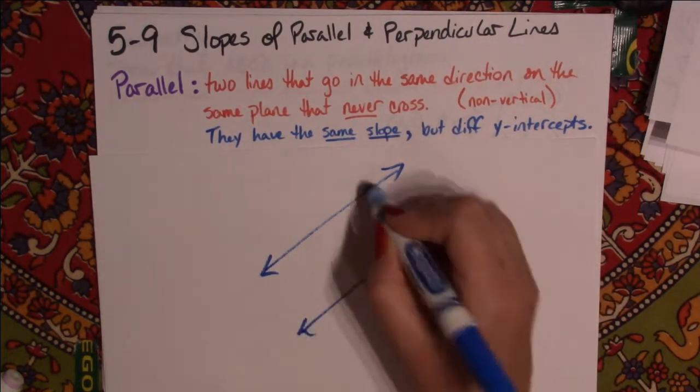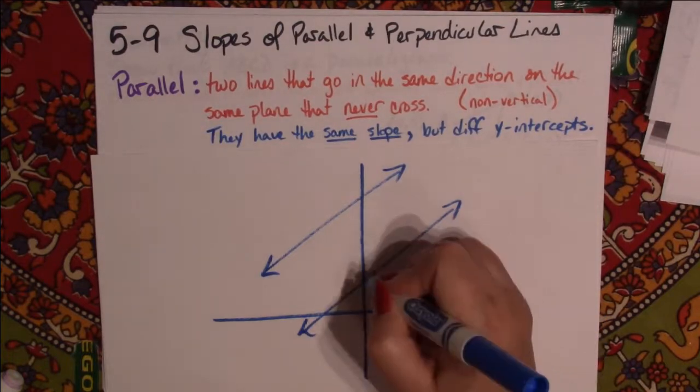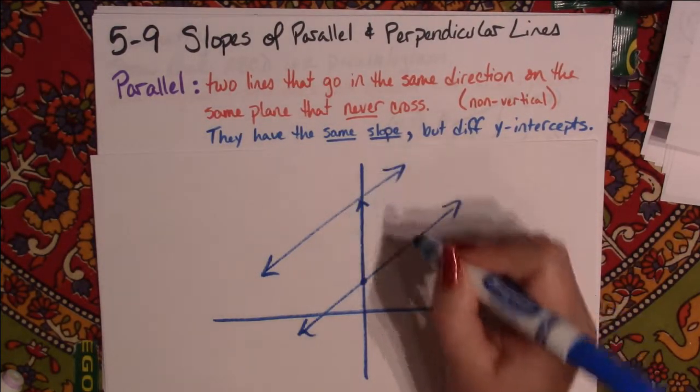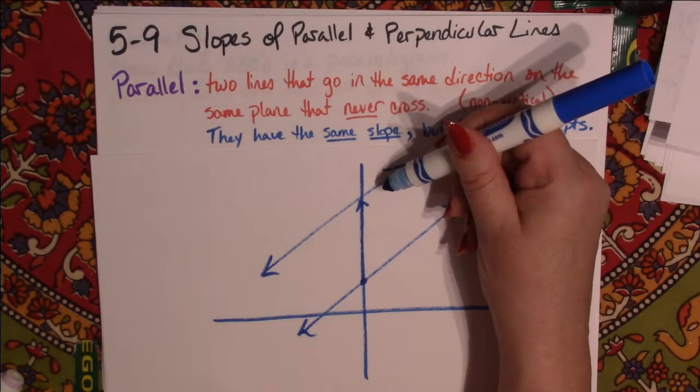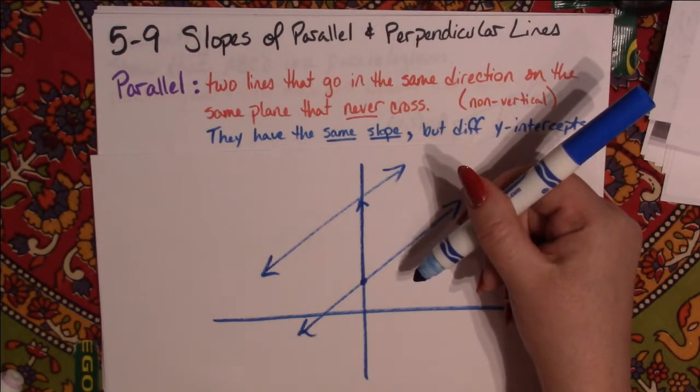in the same direction. However, on an axis, if you take this line and you make the y-intercept larger, you've slid that line up, but it's still parallel to the line before it. Got it?